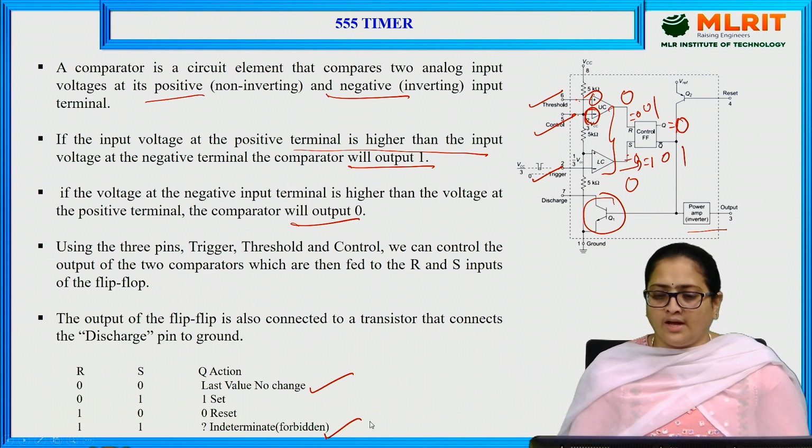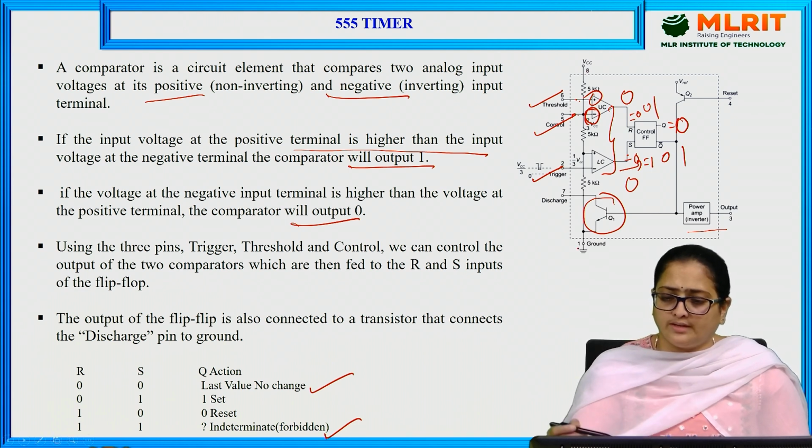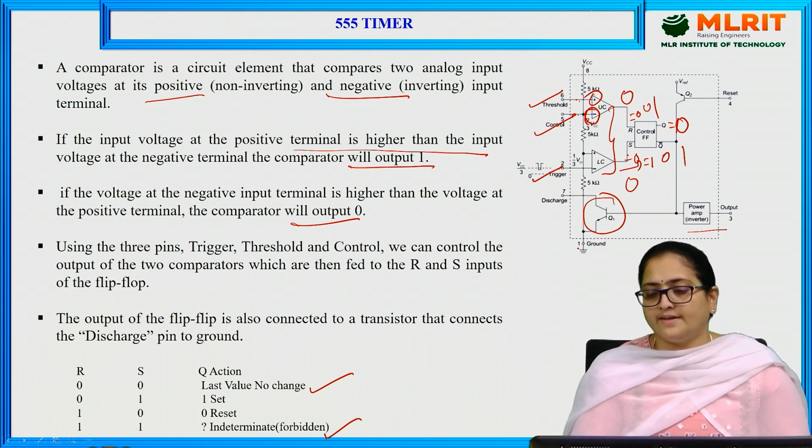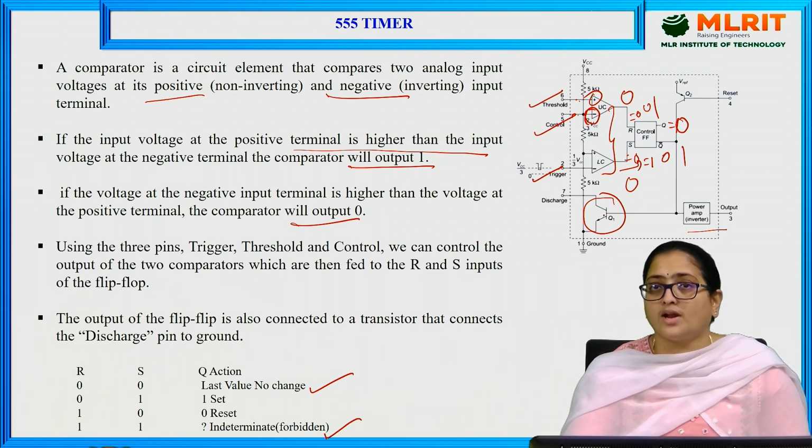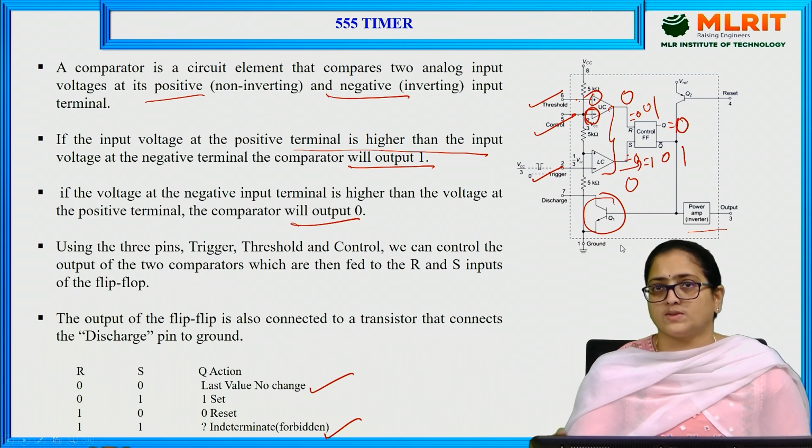So here we have seen what a voltage divider is. The 555 timer consists of 1 voltage divider network, 2 comparators, 1 RS flip-flop, 1 inverter, and the transistor Q1 which works as a switch here.